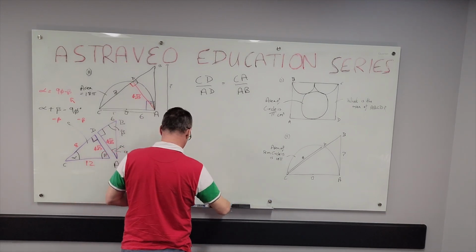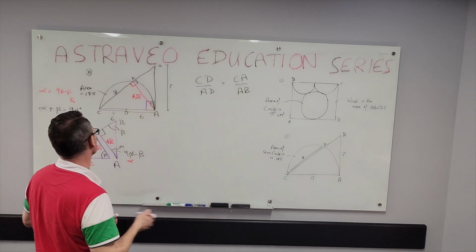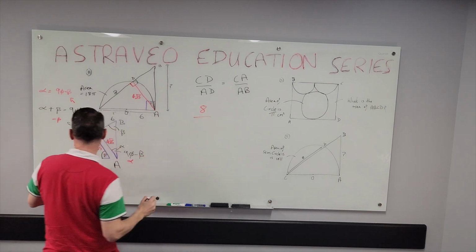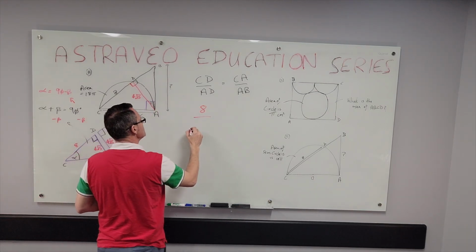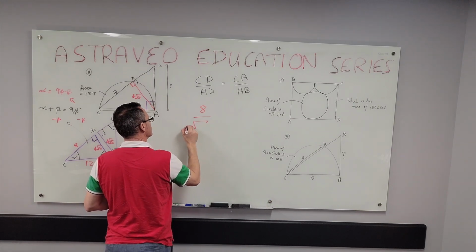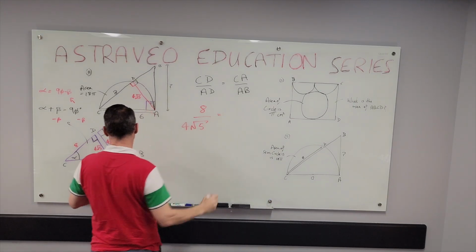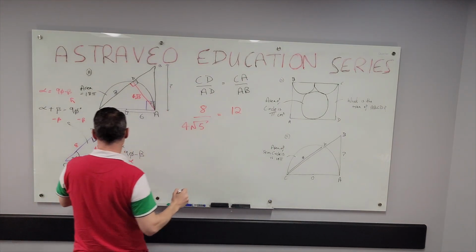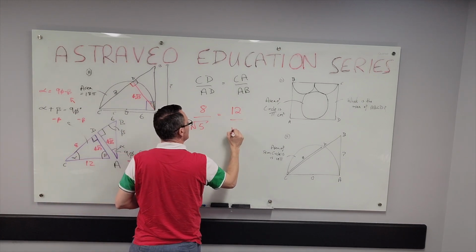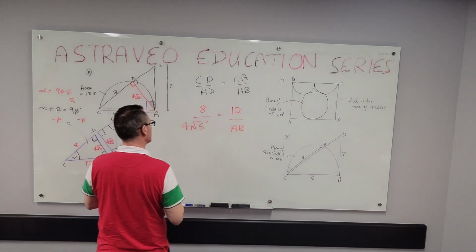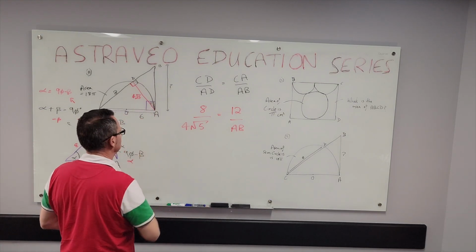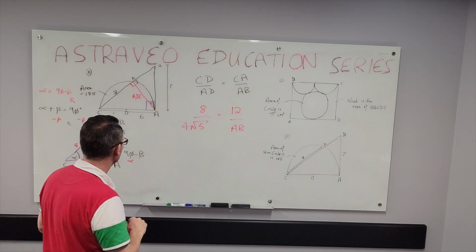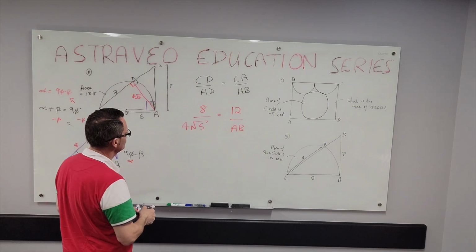I think we are ready for the final answer. Let's put some numbers in. CD is 8. AD is, well, there's the root first, 4 root 5 equals CA. Where's CA? 12. It's our big hypotenuse on here. And AB is what we don't know. So we're going to have to do a little bit of mix matching here. Let me see if I can get this in a good form.